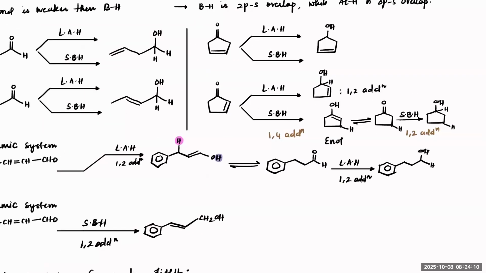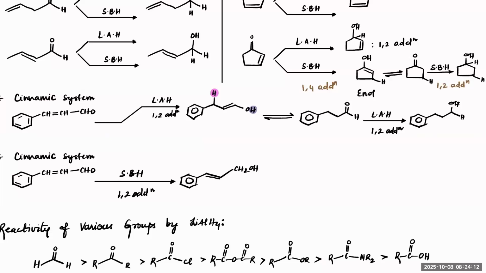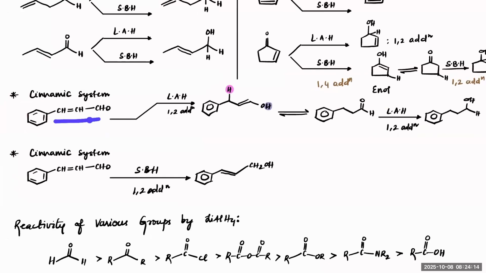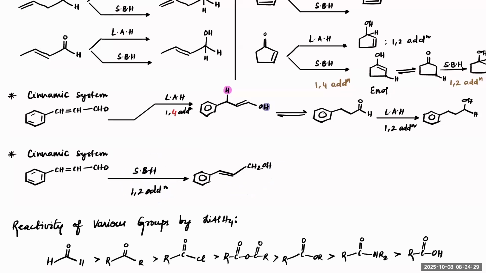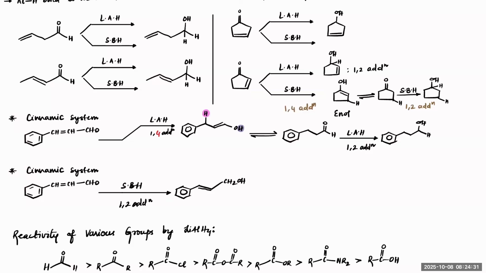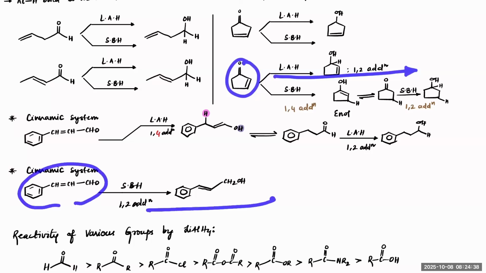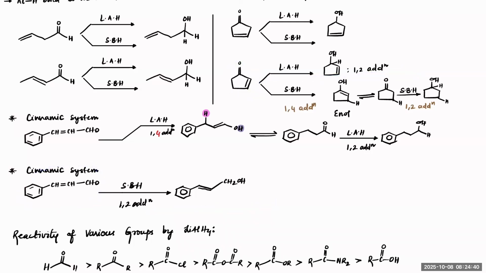Similarly, if you have a cinnamic system, that means a cinnamaldehyde, lithium aluminum hydride will give you 1,2 and 1,4 addition. So first it will give you 1,4 addition and then it will give you 1,2 addition. But sodium borohydride will only give you 1,2 addition. So you could notice here lithium aluminum hydride does not make 1,4. Here sodium borohydride does not make 1,4 addition.